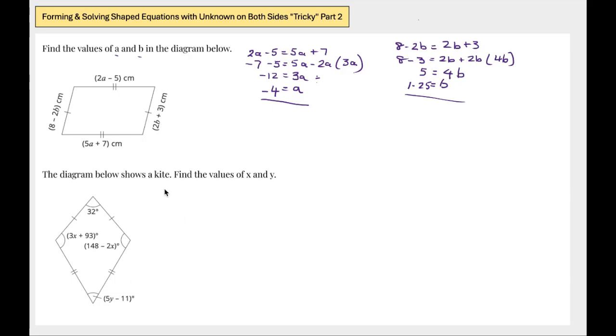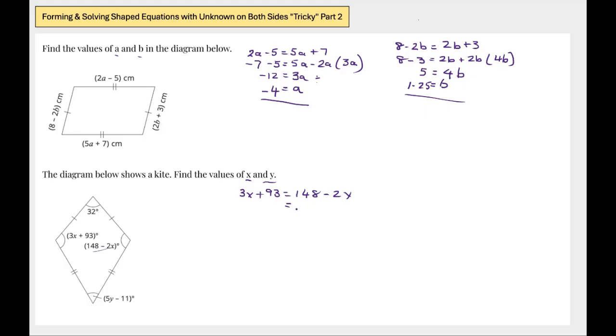So the diagram below shows a kite. Find the values of X and Y. So we've got a kite, and we're going to do the same things. What can we do where they match? So we've got 2 angles in the middle, so let's work on these angles. So we have 3x plus 93 equals 148 minus 2x.